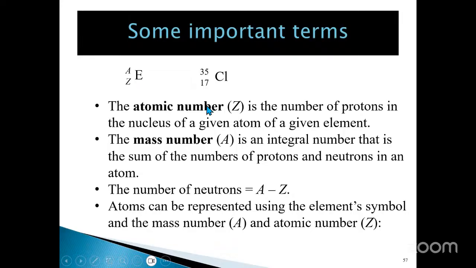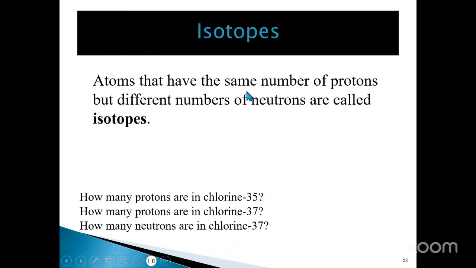So for example, in this particular atom, the mass number is 35, the atomic number is 17, and therefore, based on that information alone, you can tell the number of protons, the mass number, and the number of neutrons by simply subtracting 17 from 35, which in this case would give 18, all right? Okay, so let me stop there.